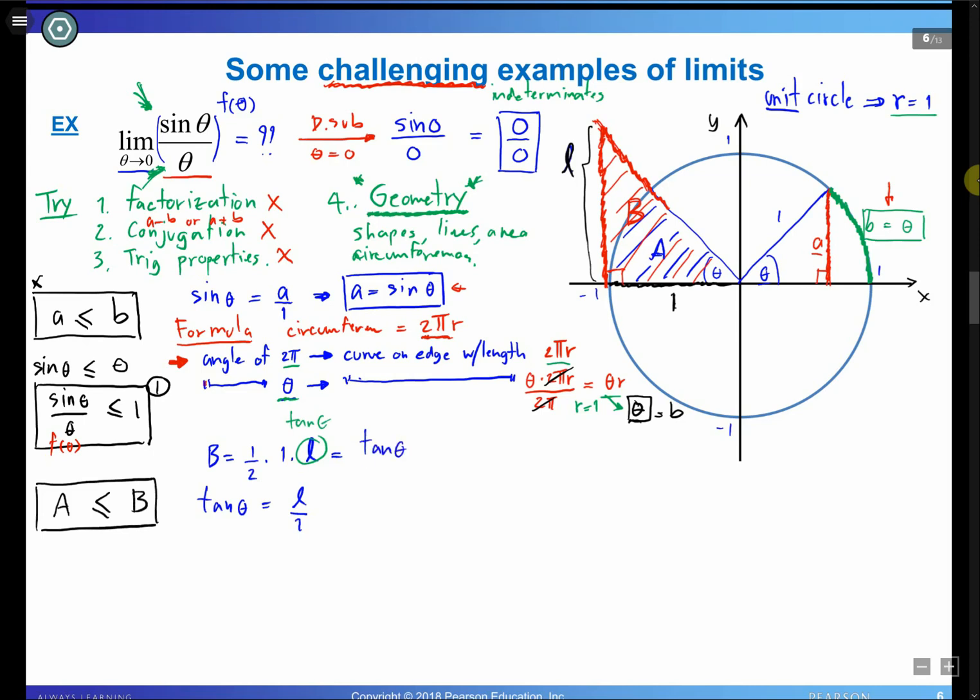Alright, that's what we know right now. Tan theta over 2. What about I keep it over here? Tan theta equal to L over 1, opposite side over adjacent side. Alright, now we have B in terms of theta already. Now we have to find that kind of relationship with the big A. And once again, we are going to rely on the formula we learned a long time ago, and that is the area of a circle formula.